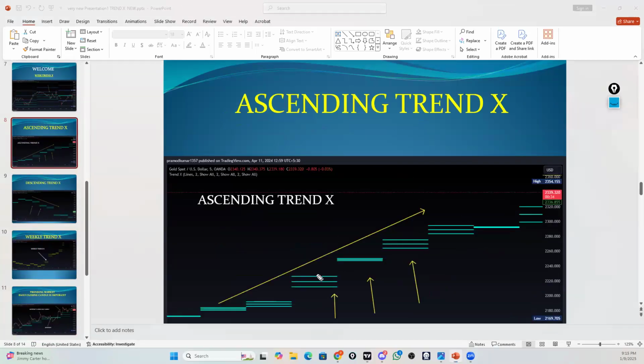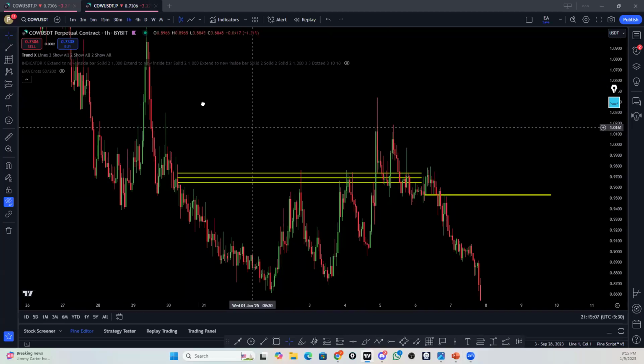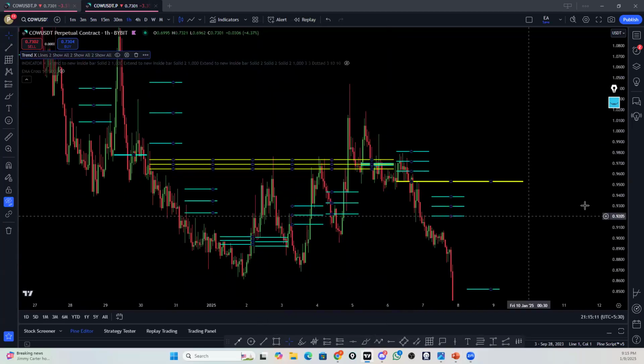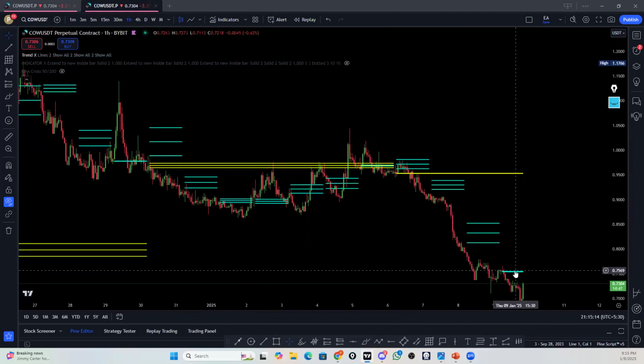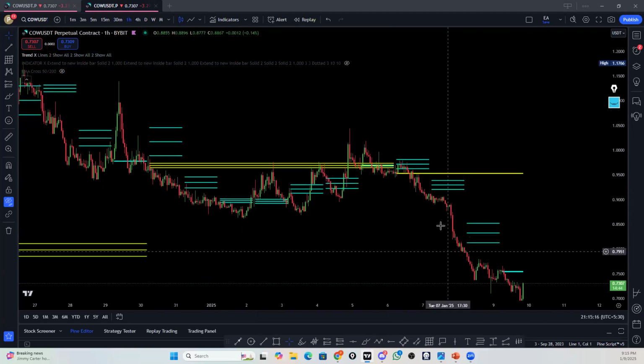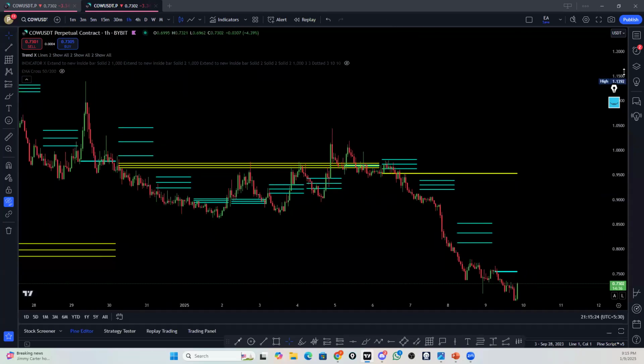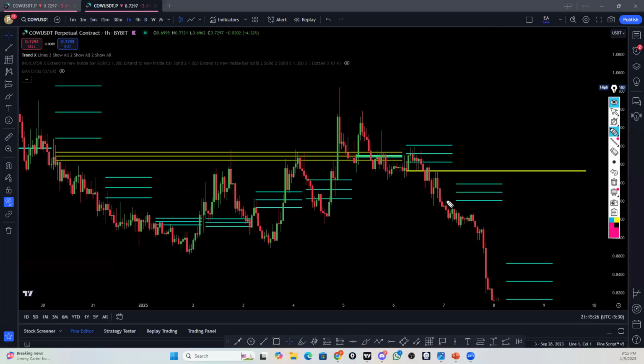We need an ascending daily trend X. So now when you go to the chart, I'll add the daily trend X on this. All right. So here I'll just wait to see whether it becomes ascending or descending for the next day, which is Tuesday. Now the market closed below this on Monday, so we got a descending trend X. We should look at short positions.